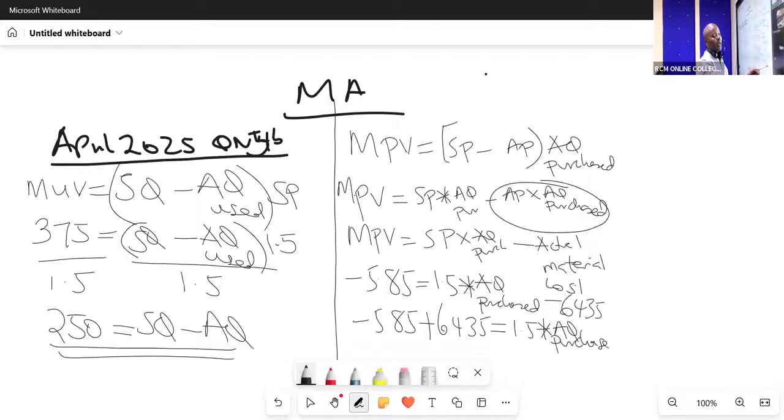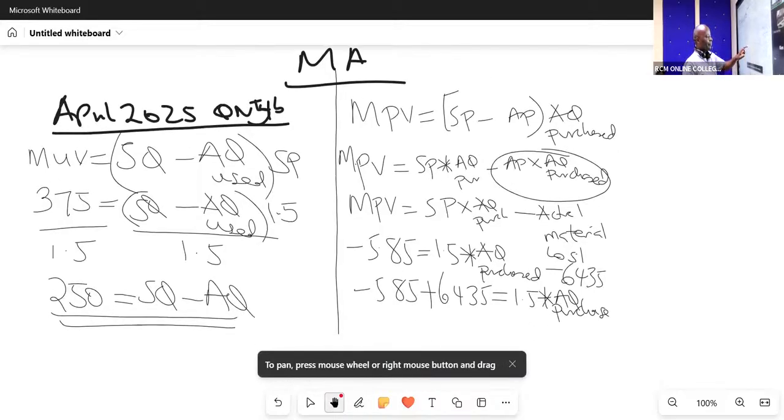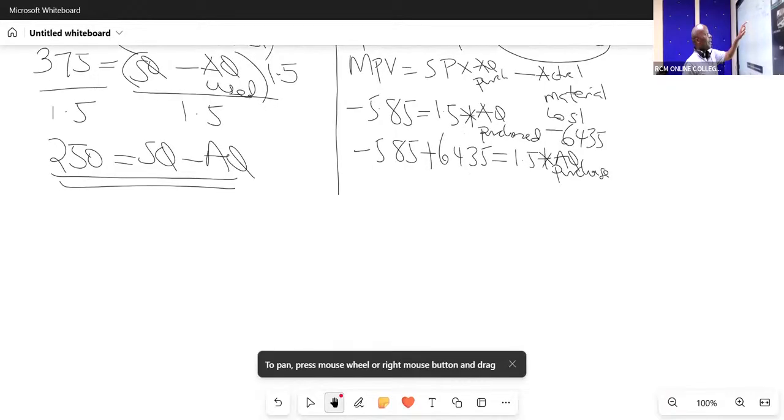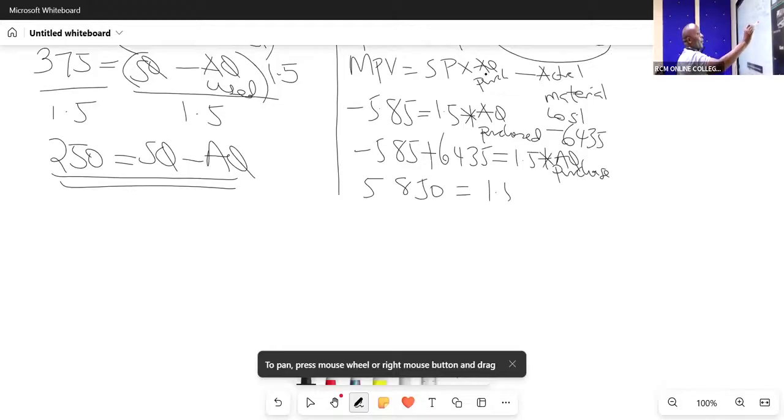So abracadabra. What do we have here? This 5850. 5850 equals, ladies and gentlemen, 1.5 times AQ what here, somebody? Purchased. Meaning that I divide both sides by who?